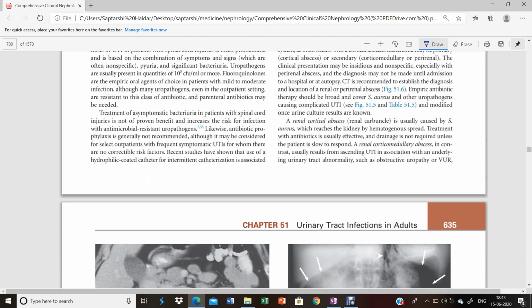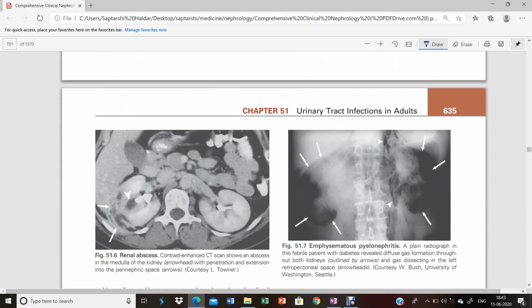So in this picture, here is an abscess, and here is the perirenal collection, a collection in the perinephric space. In this X-ray, we see air that is trapped, and this condition is known as emphysematous pyelonephritis.